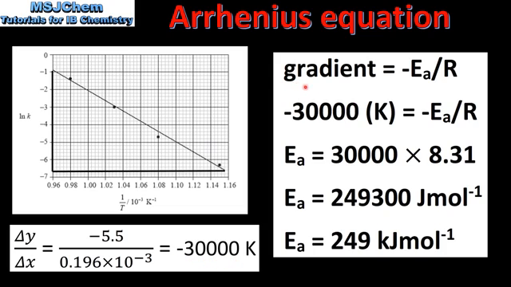So the gradient of the line is equal to -Ea divided by R. The gradient is -30,000 and that's equal to -Ea over R. If we rearrange the equation, we get Ea, the activation energy, is equal to 30,000 times the universal gas constant, which is 8.31. That gives us the activation energy in joules per mole. If we divide this answer by 1,000, we get an activation energy of 249 kilojoules per mole.